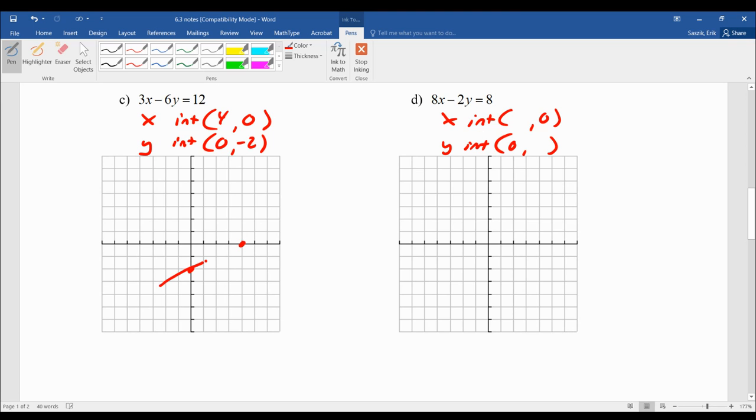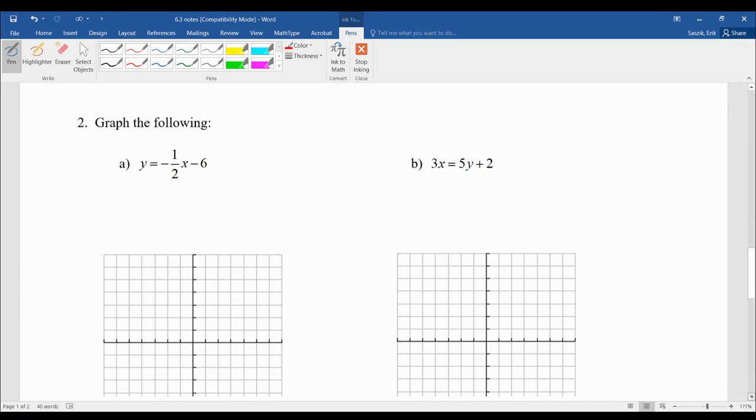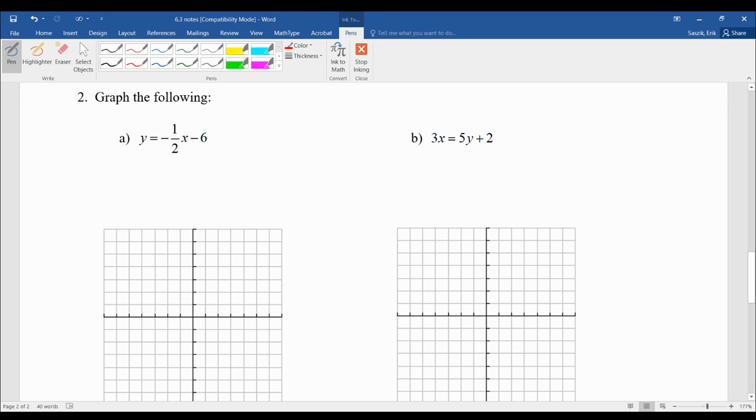Okay. There's the intercepts. X-intercept, cover up, 8 times what is 8? That's 1. And then the y-intercept, put the 0 in here. Negative 2 times what is 8? It's negative 4. There you go. So it's just a different technique. Instead of solving the equation for y and doing it in slope-intercept form, you can just do it with x and y intercepts.